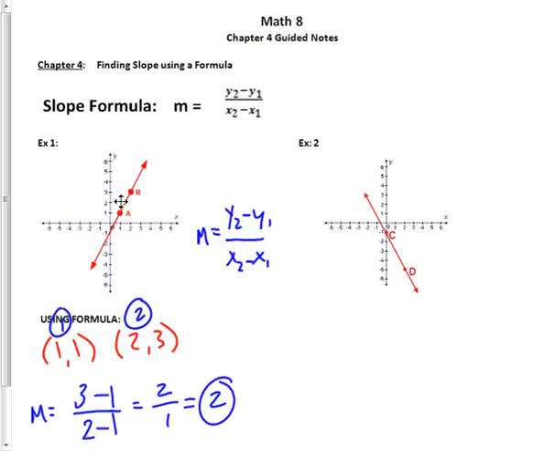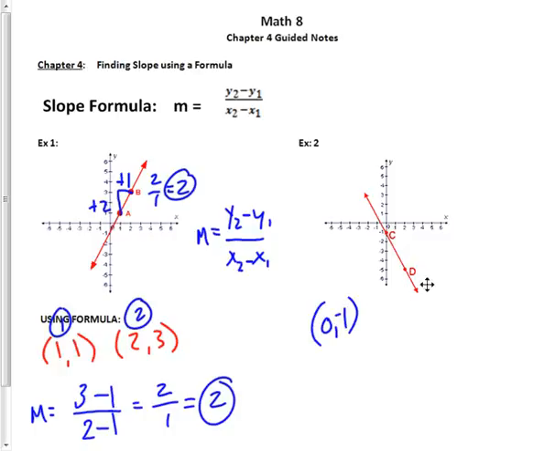Now we can check that on the graph. Obviously, okay, so we went 2 units up and 1 unit to the right, so that's a plus 2 and plus 1, which would be 2 over 1 or 2. So we can use that to kind of check. As we move forward, though, we won't have graphs there, so this will be what we're using to find the slope.